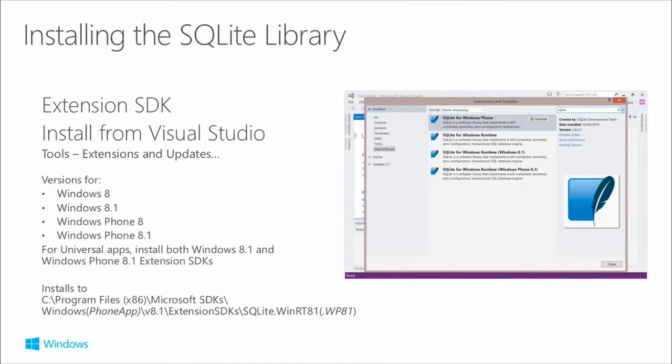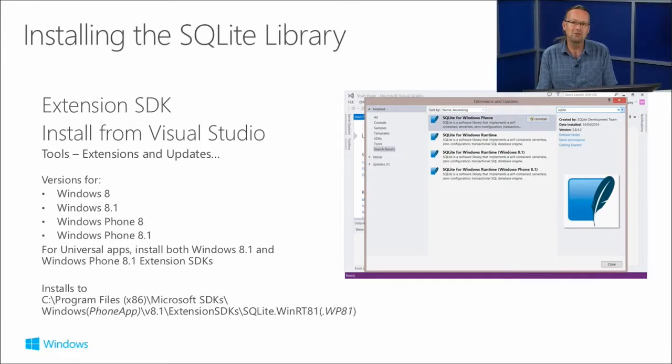So what about using it within Visual Studio for building Windows Store apps for Windows or for Windows Phone? First of all, you need to get the extension SDK, which is available for download from the Extensions and Tools Updates menu in Visual Studio, or you can go to SQLite.org, and in the downloads you can find the .VSIX files, which are the Visual Studio, what does that stand for? Extension. Extension SDK. Visual Studio Extension.